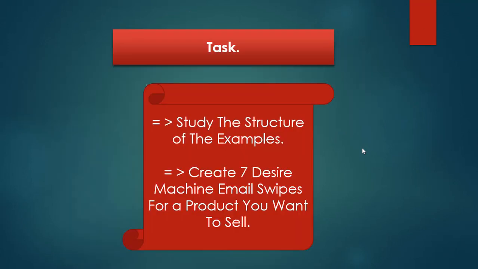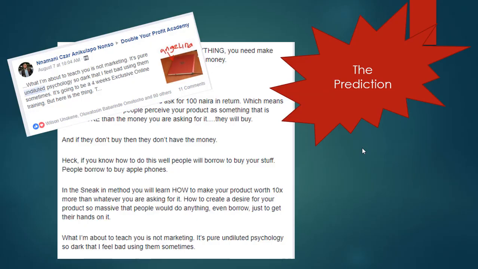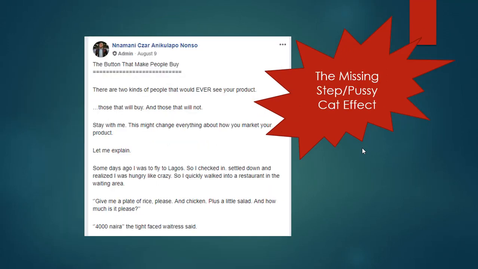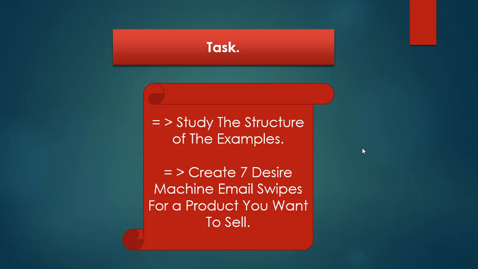All right, so your task is to study the examples I've given you, and study the structures. The way to study the structure, like I told you, is to look at these articles, pick up the keywords, and type them in the search bar of Double Your Profit Academy, and it's going to be put up for you. In this particular one, what I typed in was "undiluted." So when you search for undiluted, this article is going to pull up. This one is the button that makes people buy. When you type that in the search bar on Double Your Profit Academy, they will pull up this article for you. So just study the structure of the examples.